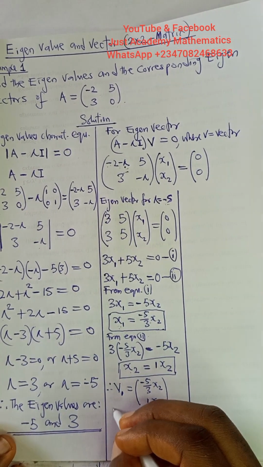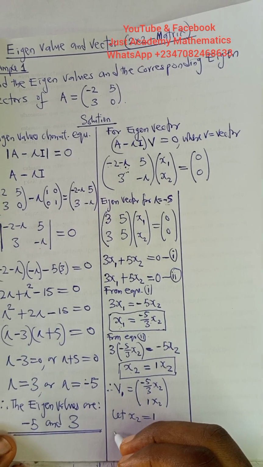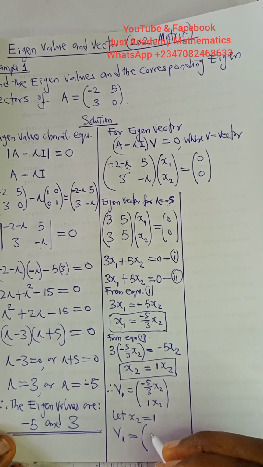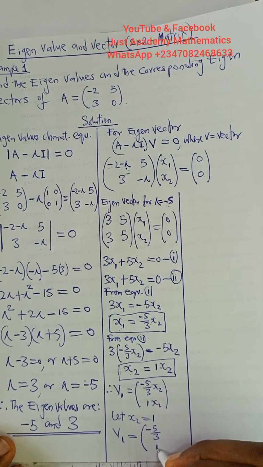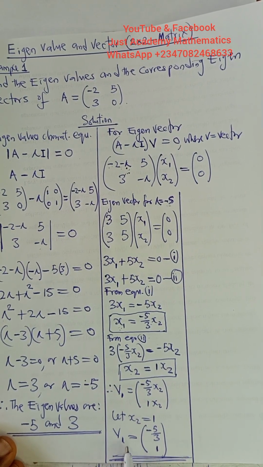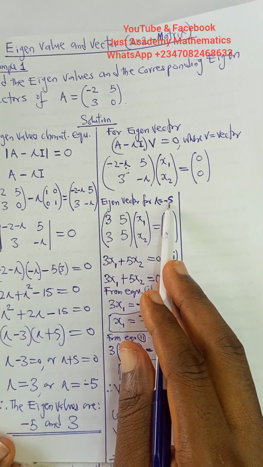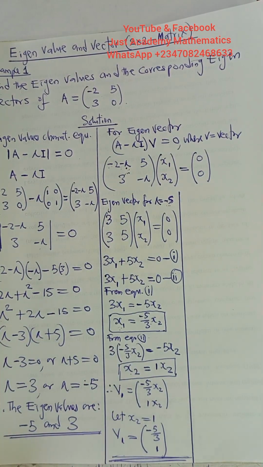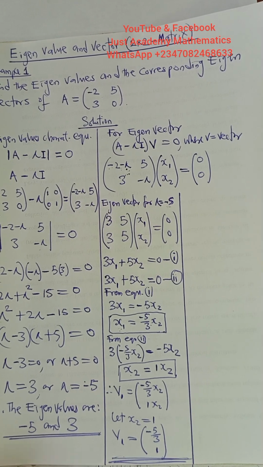Now, if you say let x2 be equal to 1, you get the real vector. The real vector now is what? -5 over 3 times 1. This is the vector. This is the vector when the eigenvalue is -5. Let me explain something, because there are other ways to do it anyway, but this is the method that I know is very easy.